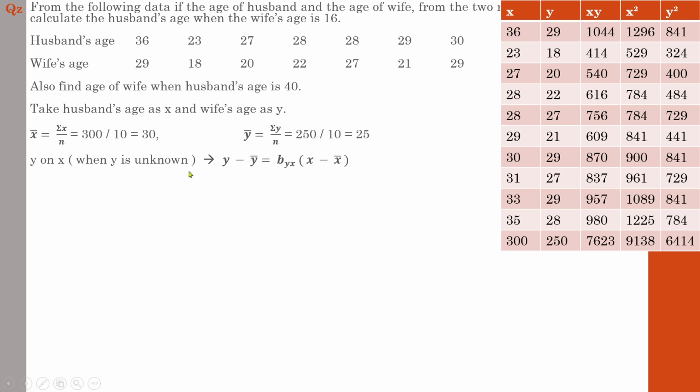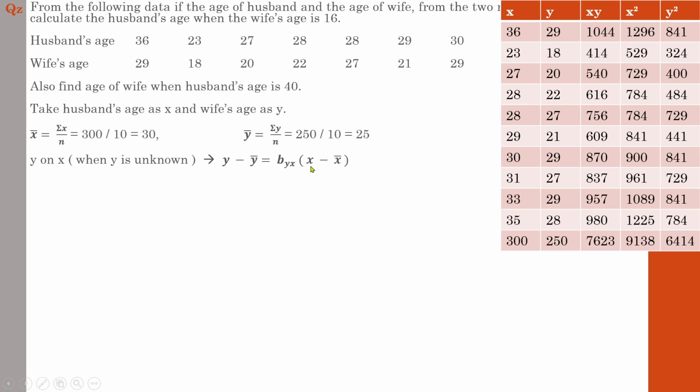So we will begin with y on x, because this equation, or this step, is followed when y is unknown. In this question, there are two types of question: when y is unknown and when x is unknown. So you need to find both the equations. So y on x is when y is unknown, and the equation is y minus y mean equal to b y x into x minus x mean.